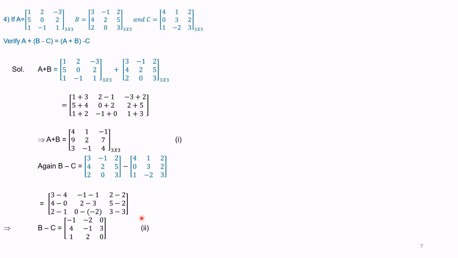Simplifying, we get B minus C is equal to, within square brackets, minus 1, minus 2, 0, 4, minus 1, 3, 1, plus 2. Minus of minus is plus 2. And 3 minus 3 is 0. Let it be equation 2.